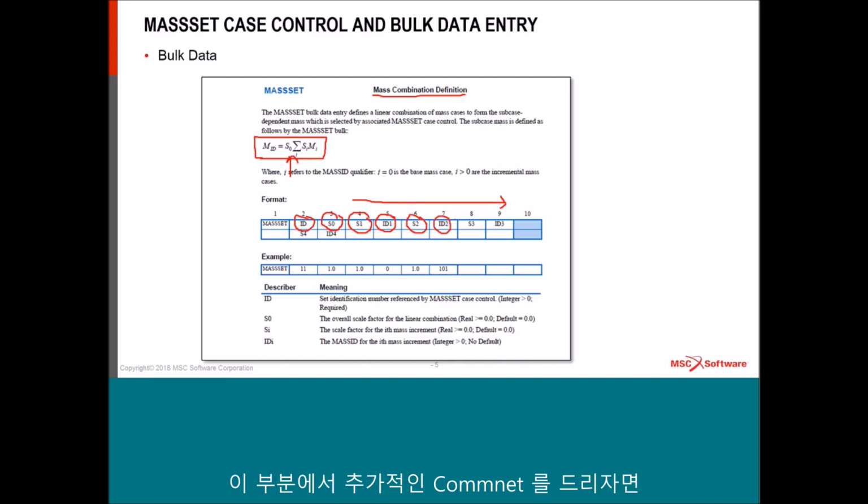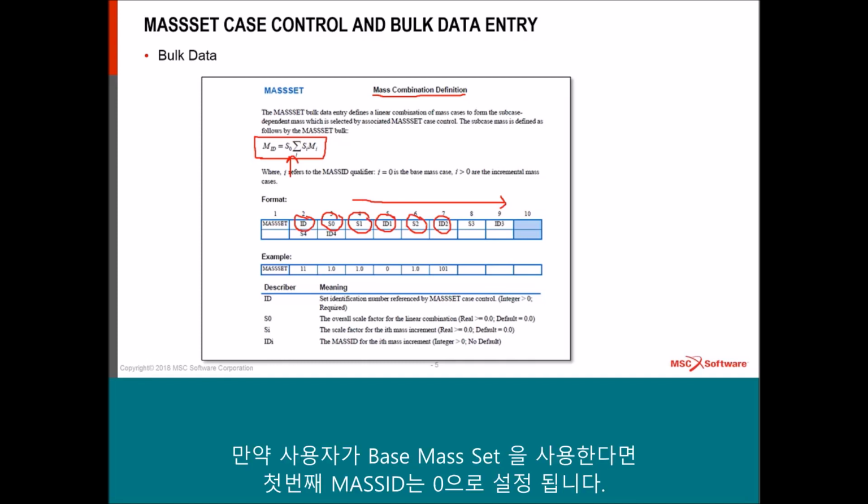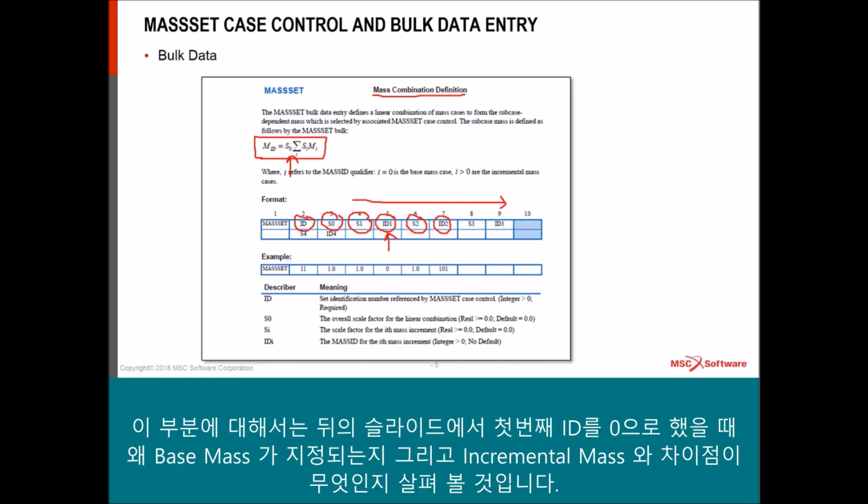Typically, when we're talking about mass increments, if you are going to be using a base mass, the first ID will be 0. I'm going to cover that in a couple of slides as well. If your first ID is 0, that indicates the base mass. And I'm going to cover what the difference is between base mass and other incremental mass.